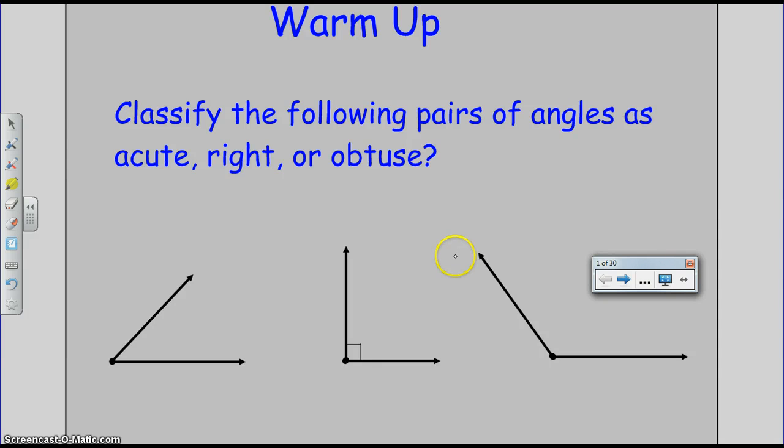Today we will classify triangles. This is the warm-up. I classify the following angles as acute, right, or obtuse. This one is smaller than 90, so it is acute. This is 90, so it is right. This is bigger than 90, so this is obtuse.